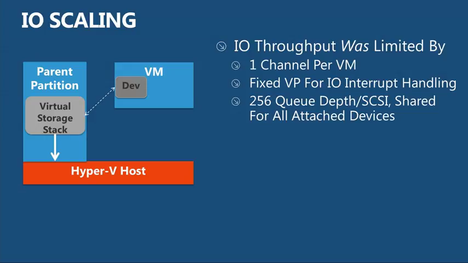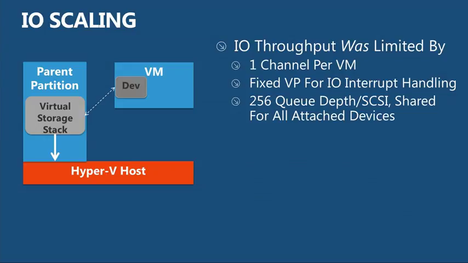And we had one queue for an entire SCSI card. Now, the reality was that for 2008 R2, that kind of worked. However, for 2008 R2, we only supported virtual machines with up to 4 virtual processors. Once you start talking about virtual machines with up to 64 virtual processors, the idea of, for instance, having a single VP handle the I/O just doesn't work.